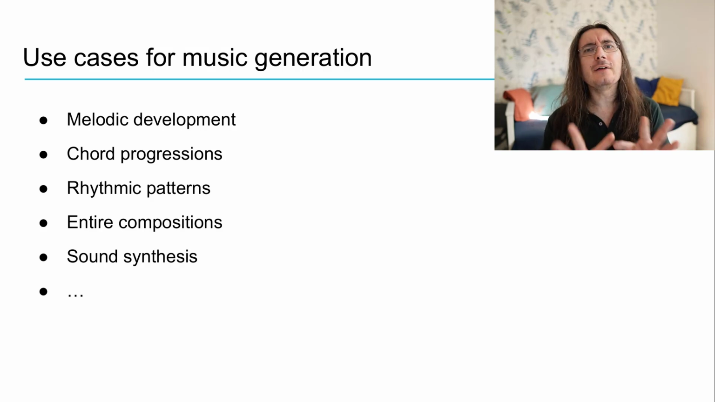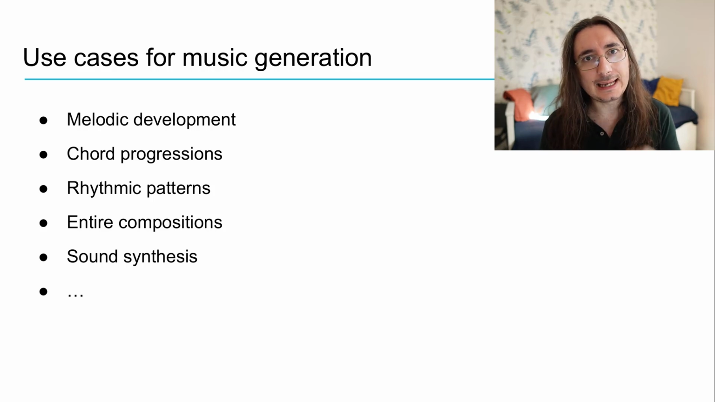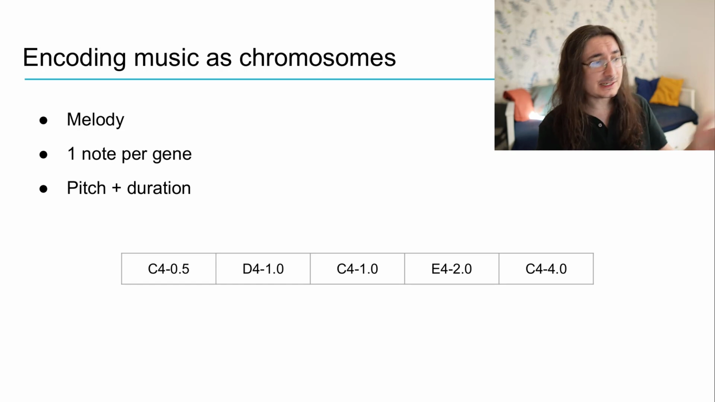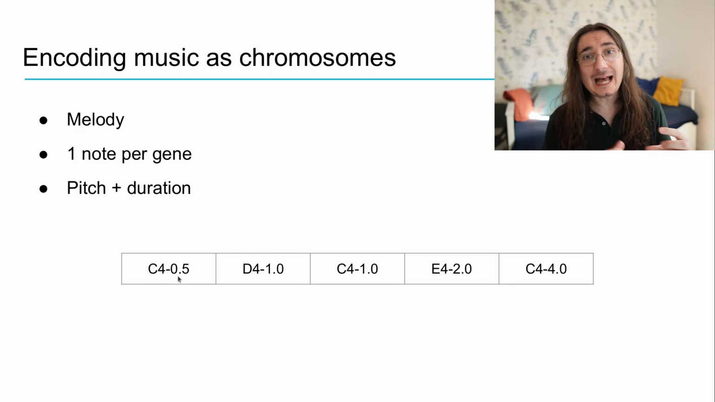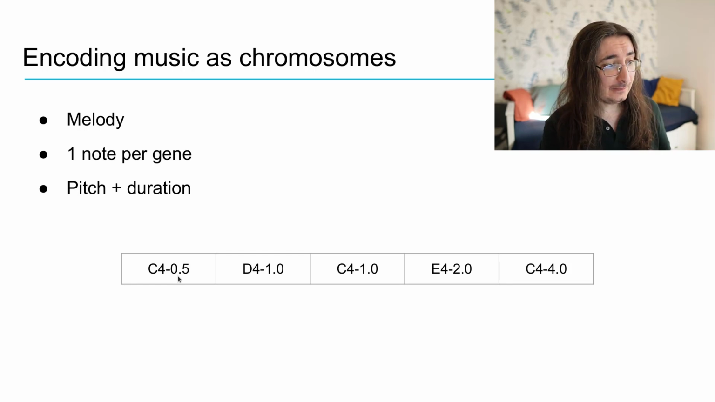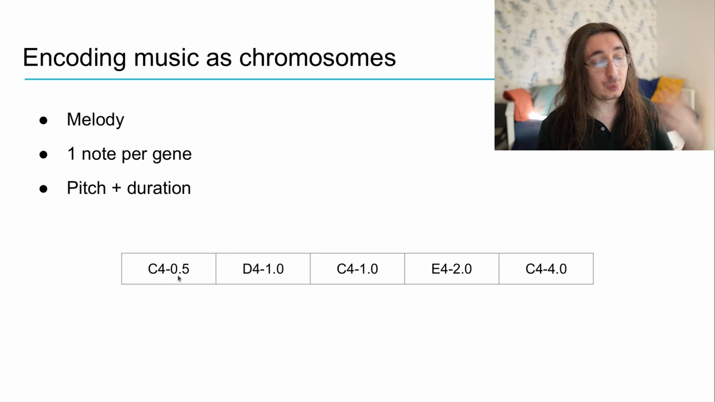Let me show you a few examples of how we can encode different musical elements as chromosomes. Let's take melody as an example. So the idea here is that for each gene, you basically have a note, and within each gene, you have information regarding that note, that is pitch and duration.